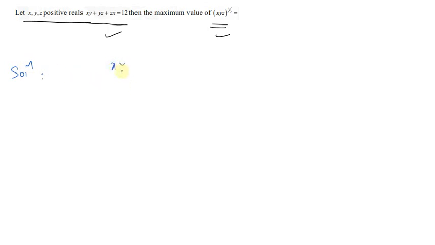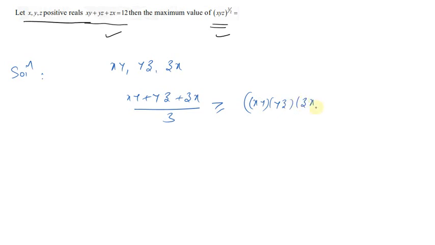Arithmetic mean of the numbers XY, YZ, ZX. Let me apply for these numbers. XY plus YZ plus ZX whole by 3. Arithmetic mean of these three numbers is greater than or equals to geometric mean of these three numbers XY into YZ into ZX whole power 1 by 3. So this value is given 12 by 3, 4 is greater than or equals to this. You are getting x square y square z square whole power 1 by 3.